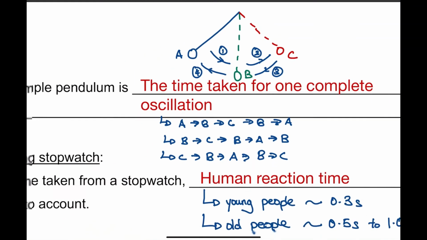Okay, so right, it's either A to B to C to B to A, or if I'm going to start at B, I go to C, I go to B, I go to A, I go to B. So this is my second example. If my third example, C, go to B, go to A, go to B, go to C. So that's my third example. These are just generally how a pendulum works. Okay, it's always one complete cycle, must go back to where it originally was.